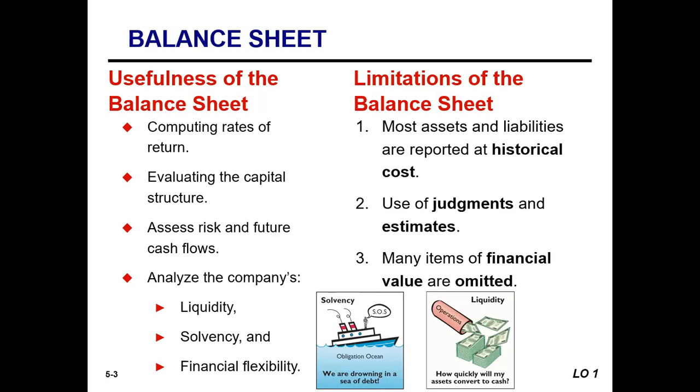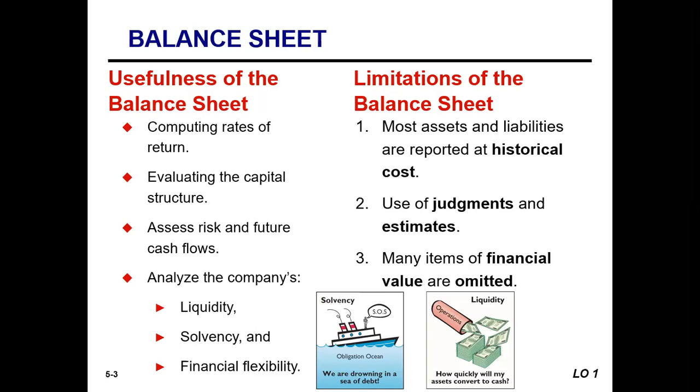Evaluating the capital structure. So this is really how indebted we are compared to what we have in equity. This is another one of those ways we can analyze it. The debt to equity ratio. We can look and see, for example, of our total assets, maybe 30% is debt, 70% is equity. So that's the capital structure, right? How indebted we are compared to our equity. Assess risk and future cash flows. And then again, analyze the company's liquidity, solvency, financial flexibility.